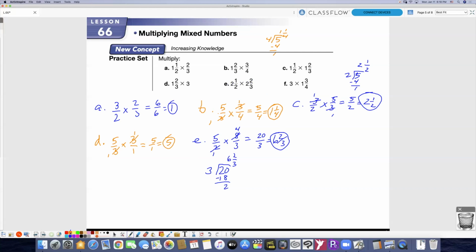So letter F. 3 times 1 3/4. So in this case, I'm going to multiply 4 times 1, which is 4, plus 3 makes 7/4. Now 3/1 times that would be 21/4, and 21 divided by 4 would be 5, which should get me to 20, and then 1/4. So the answer to this would be 5 1/4.